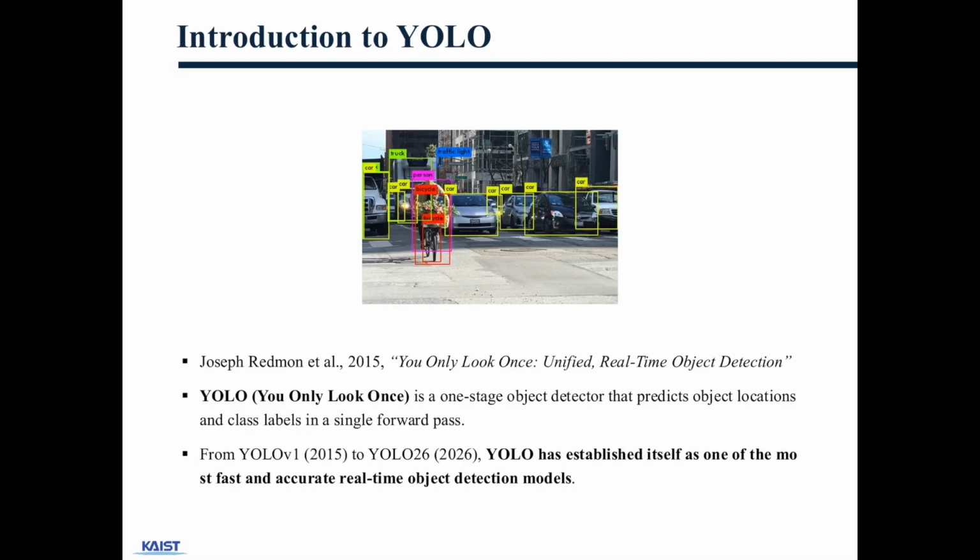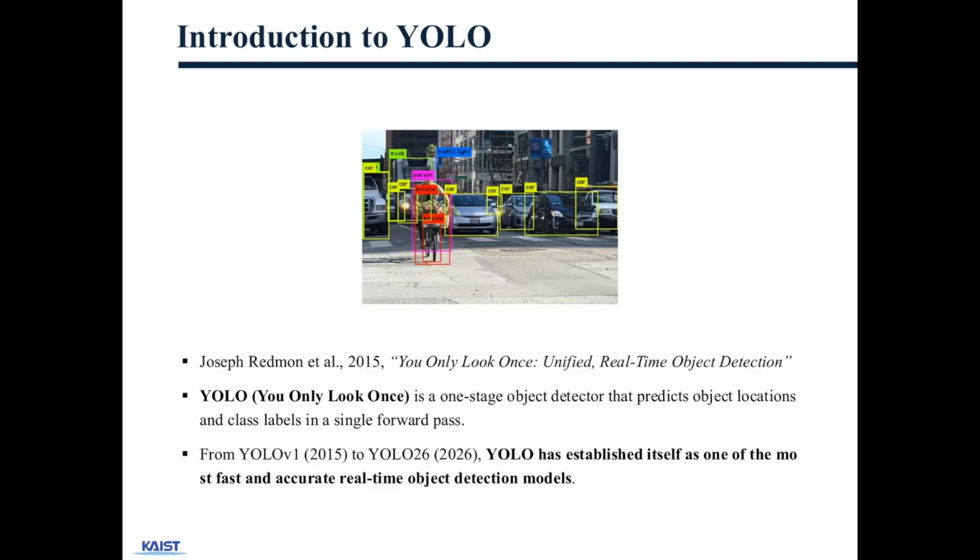Now let us move into YOLO. YOLO stands for You Only Look Once. The name is actually a very good summary of the main idea. Instead of looking at an image many times or first searching for possible object regions and then classifying them, YOLO tries to predict everything in one forward pass of a neural network.